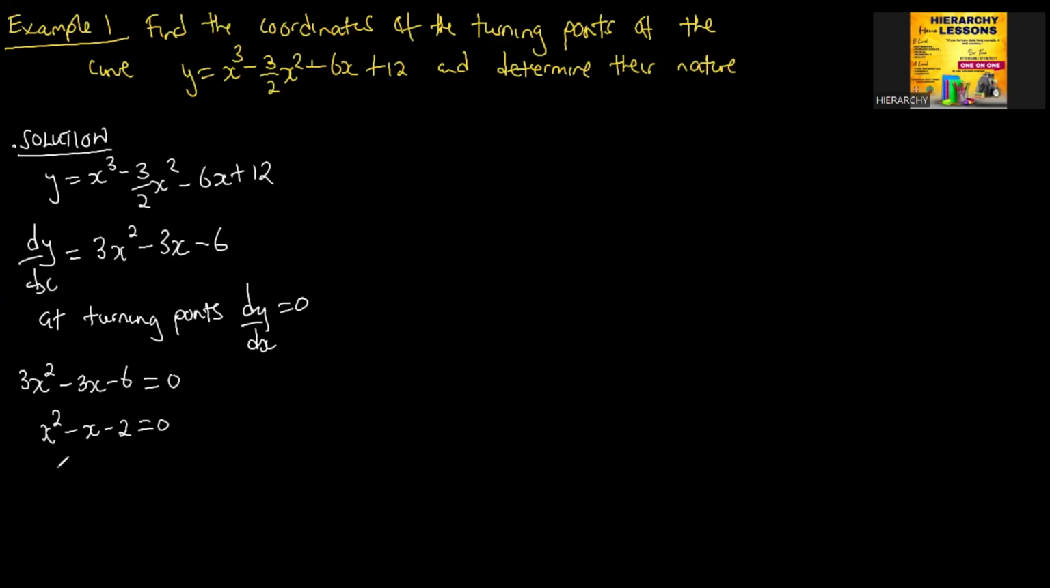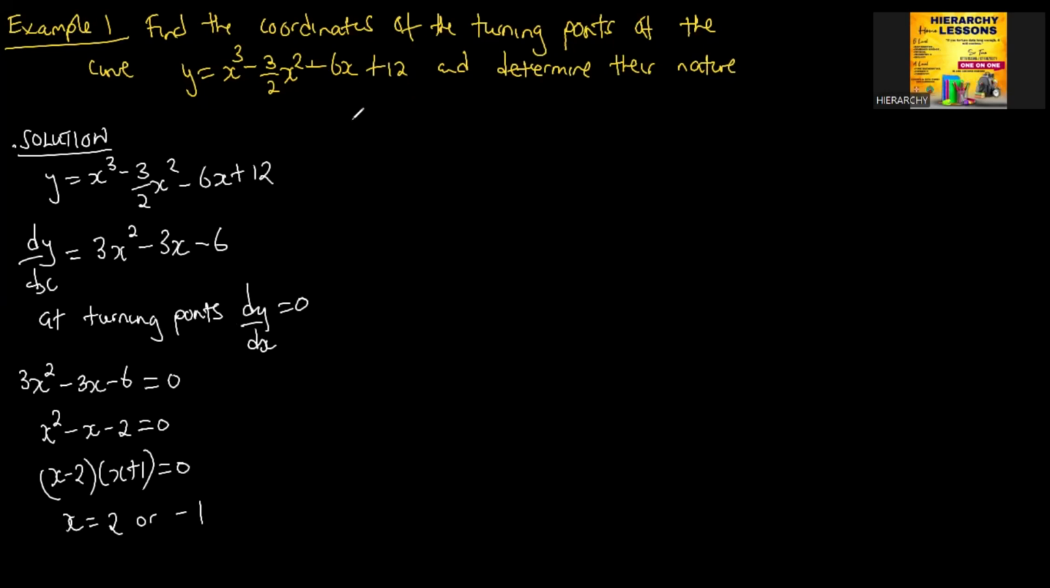Let's use the factorization method. The factors are minus 2 and 1, so we get x minus 2, and then x plus 1, is equal to 0. So it means x is equal to 2 or minus 1. So these are our x coordinates.